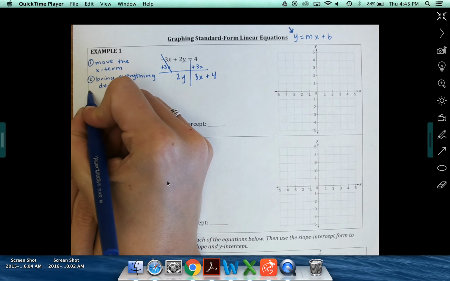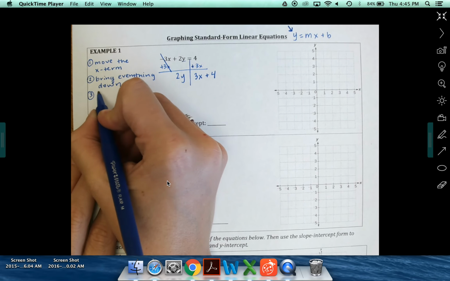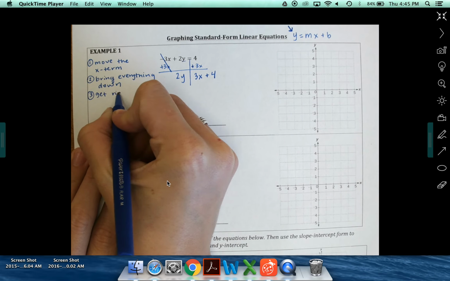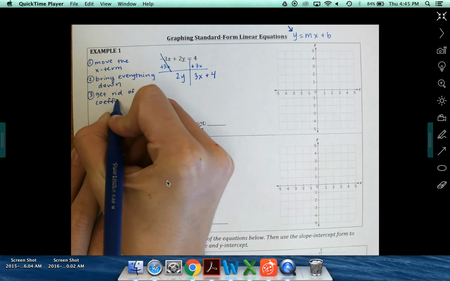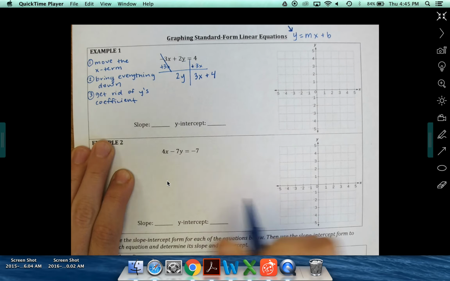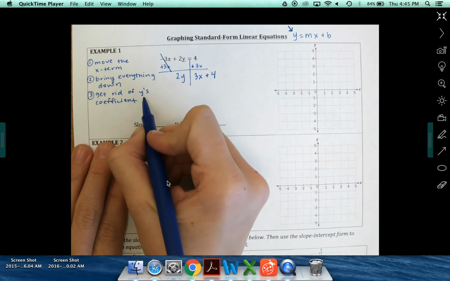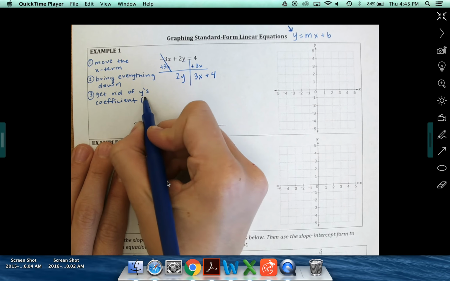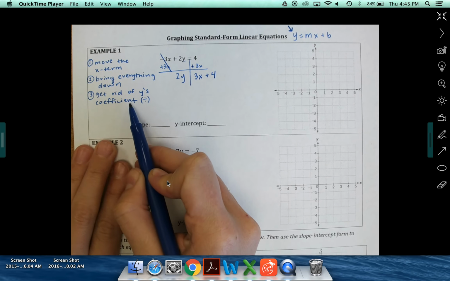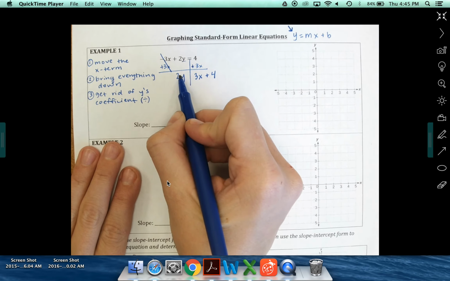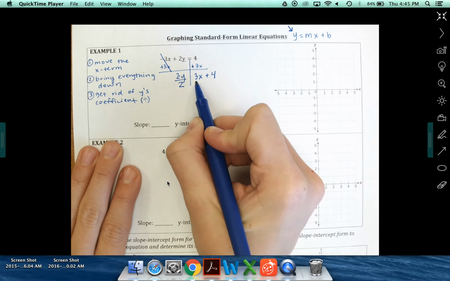My third step is going to be to get rid of y's coefficient. Y's coefficient is just the number in front of it, so we have to get rid of this 2. And in almost every case, you'll be dividing. So get rid of y's coefficient by simply dividing. We've got to get rid of this 2, right? So we're going to divide.